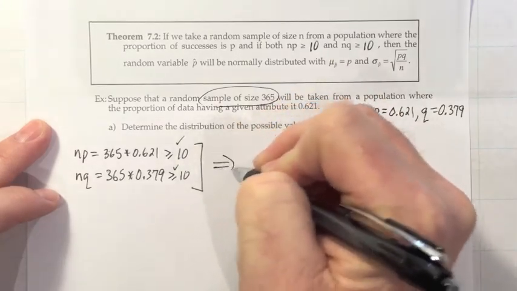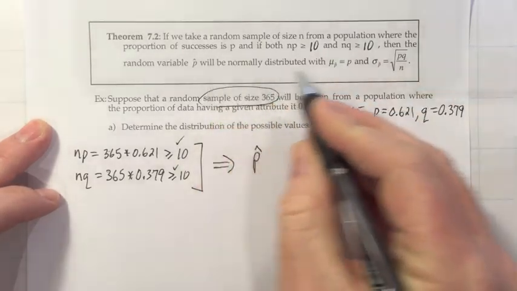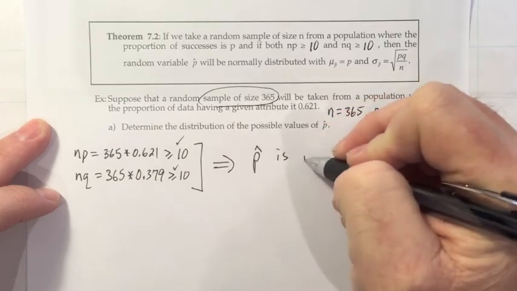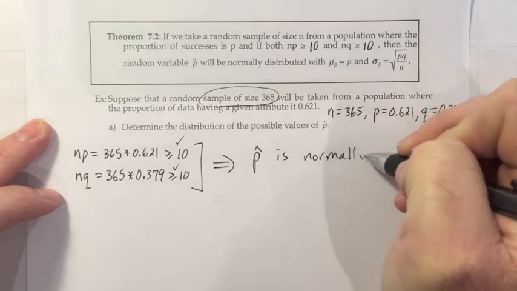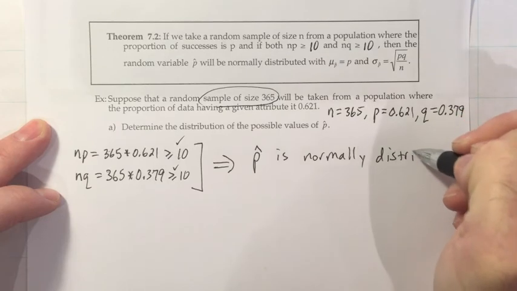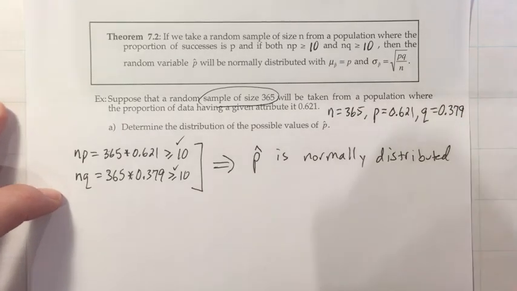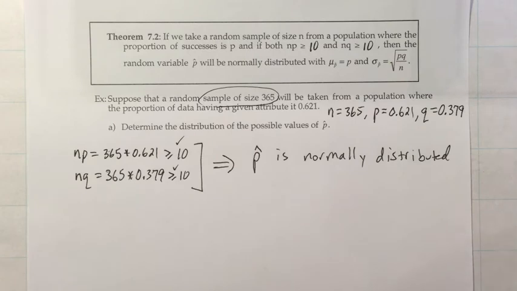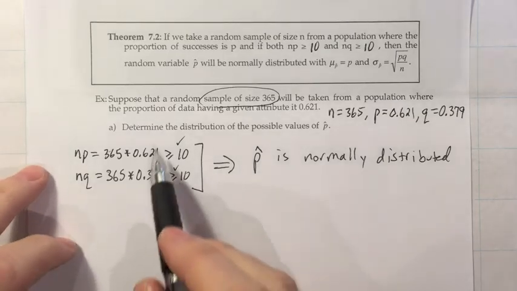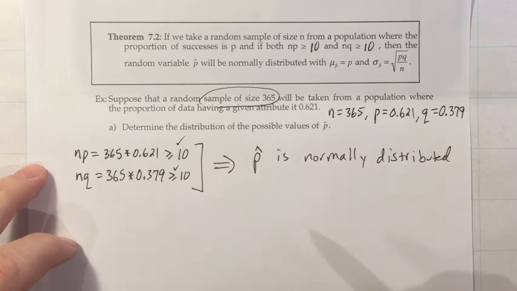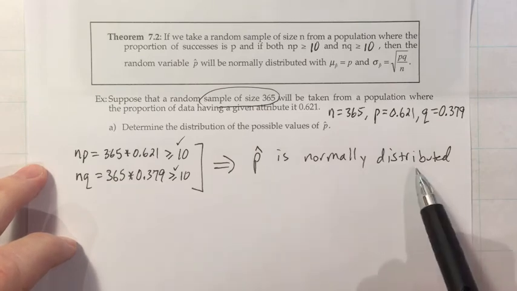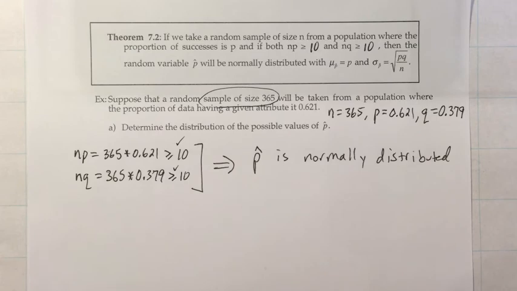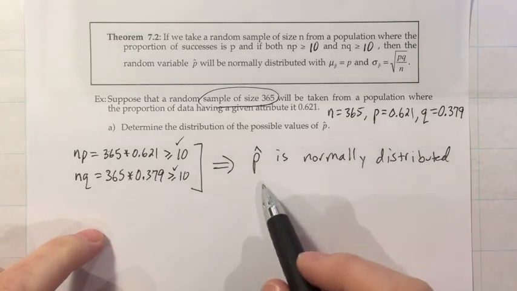So what does that tell us? That tells us that p hat will be normally distributed. And that's a good start to an answer, but it's not the whole answer. The problem is there's all kinds of normal distributions. Every different mean and every different standard deviation gives you a different normal distribution. So when you're asked to determine the distribution, they want you to completely determine that. You've said what kind it is, but you haven't said which one of those normal distributions you have until you identify the mean and standard deviation. So we're going to add on to this.